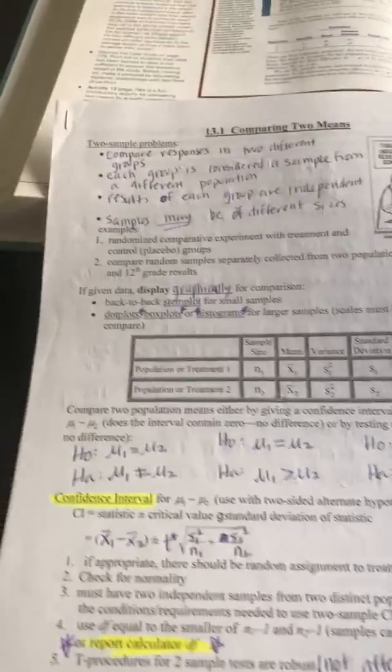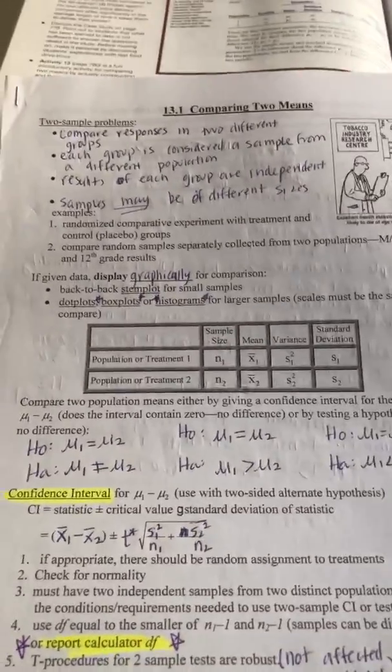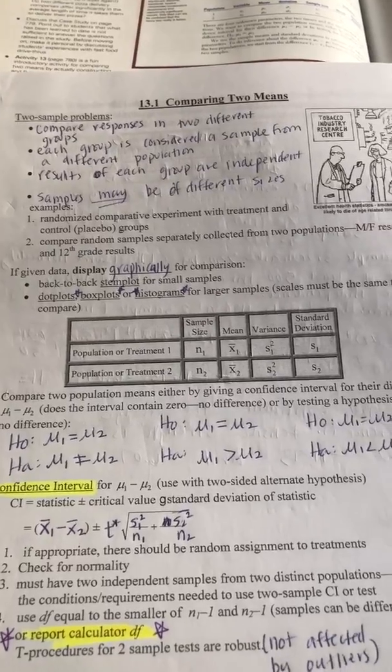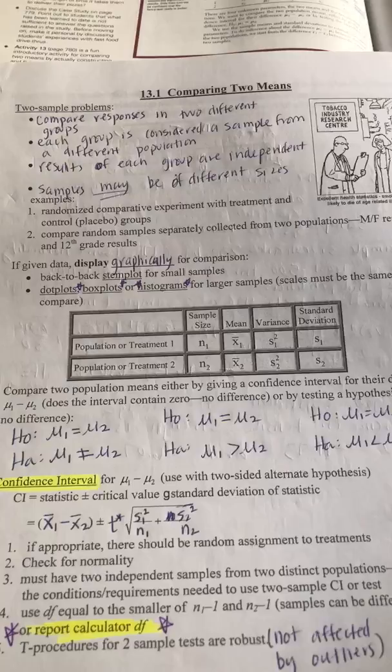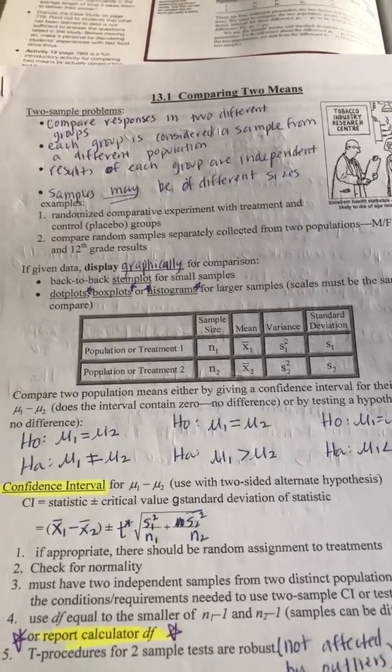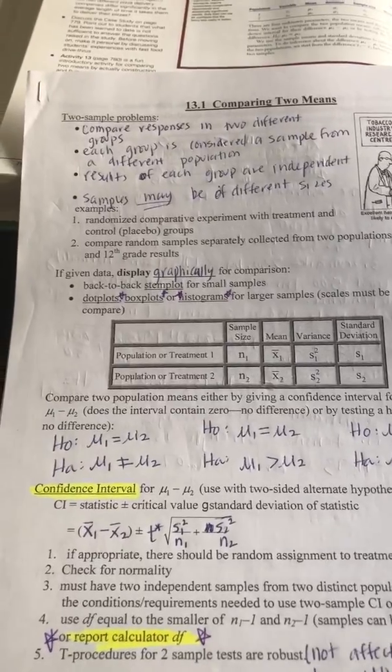Okay, so today we're going to continue with section 13.1. In the last lesson, we learned about the two-sample confidence interval, and this lesson will be about the two-sample t-test. And it's going to be similar to what you learned in chapter 12, the one-sample t-test. But just to remind you, you're going to have two of everything.